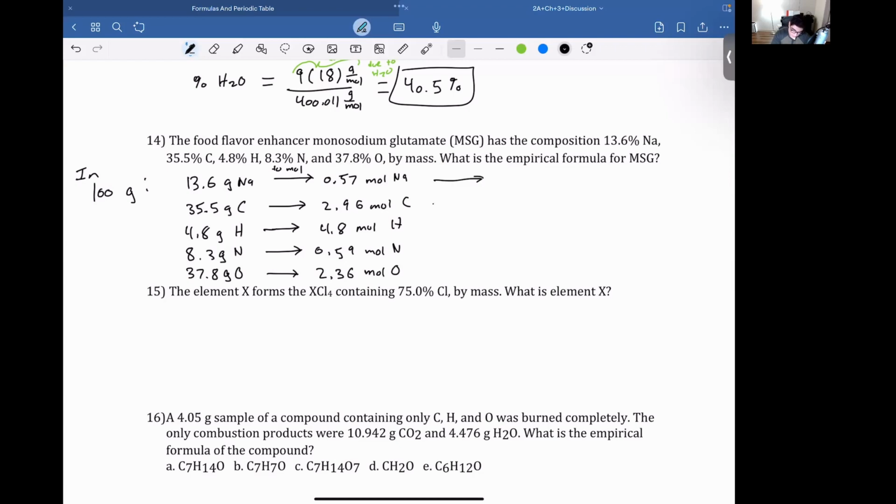Then you divide by the smallest. The smallest one here is nitrogen. Nope, is sodium. So sodium is 1. 2.96 divided by that. It's about 5 for that one.